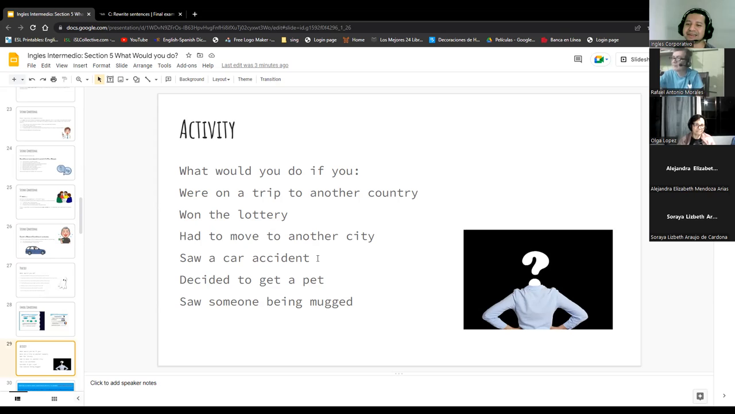What would you do if you decided to get a pet? Do you have pets, Alejandra? No, I don't have. You don't like pets? I like, but I don't have in this moment. You don't have at this moment, okay. And what would you do if you decided to get a pet? If I have a pet, I will give to him a lot of toys. Ah, very good. I will give him a lot of toys.